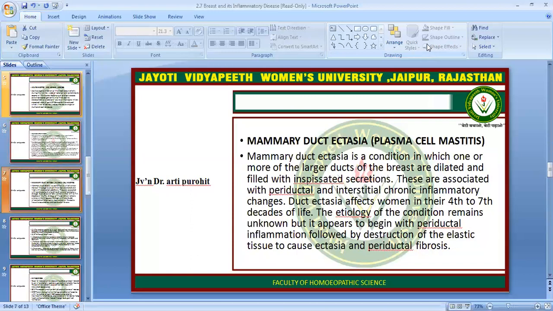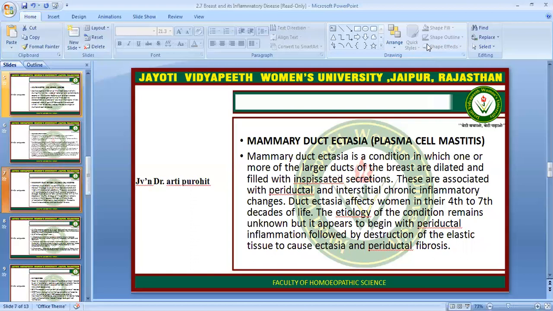Mammary duct ectasia, plasma cell mastitis. The mammary duct ectasia is a condition in which one or more of the larger ducts of the breast are dilated and filled with inspissated secretions. These are associated with periductal and interstitial chronic inflammatory changes.